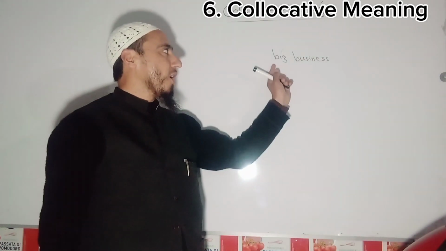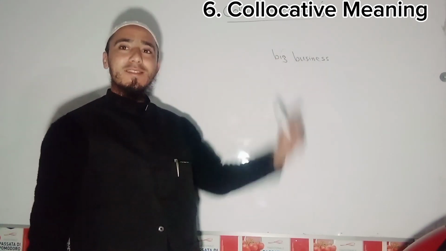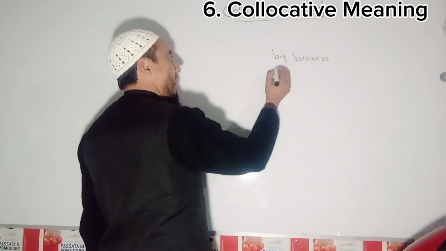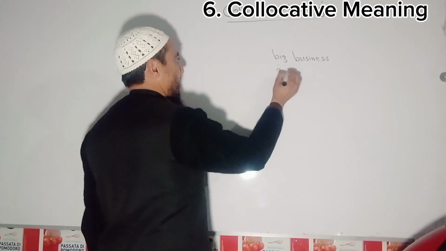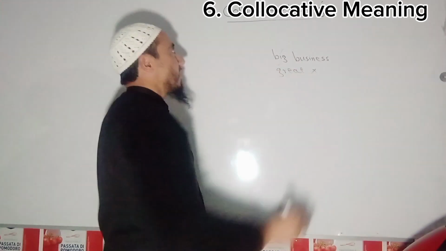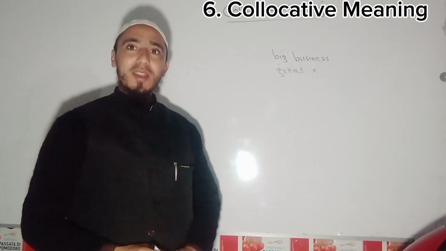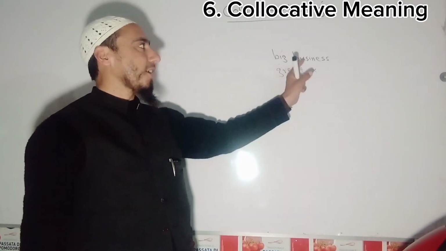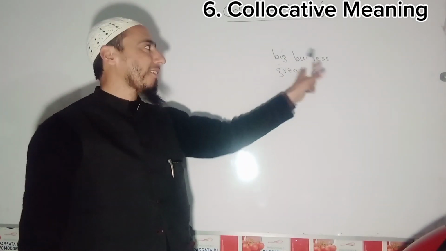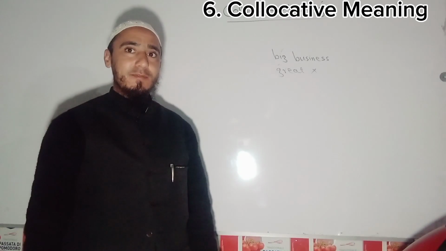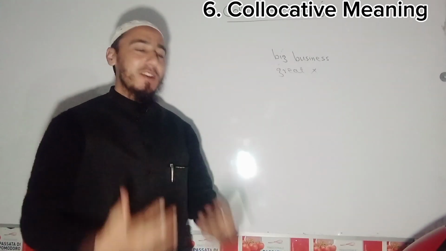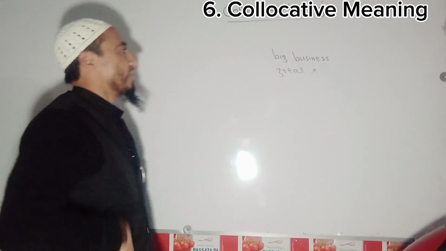It means that after the word big there is business. So you can't say a great business. It's incorrect based on collocative meaning. So here big collocates and has co-occurrence with business. And there are different words. Let me provide another example.